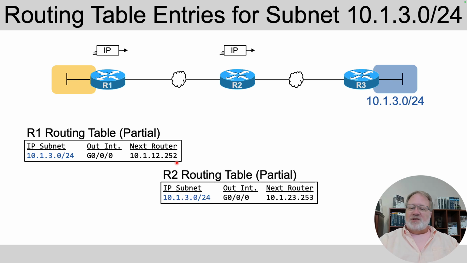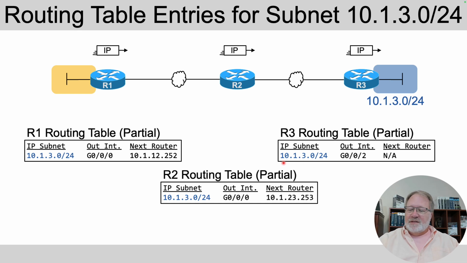When R2 gets it, it matches a route that has, get this, the same subnet ID and mask in it, same destination set of addresses, but different forwarding instructions based on R2. R2's gig 0/0/0 interface presumably on the right, and next hop router 10.1.23.253, presumably router R3's address on that link. And then finally R3's route, same subnet. This one's a connected route going out its right-hand interface with no next hop router listed. Now this one for sure is not learned by a routing protocol. It's a connected route. It's that route to the subnet that sits out here connected to router R3.